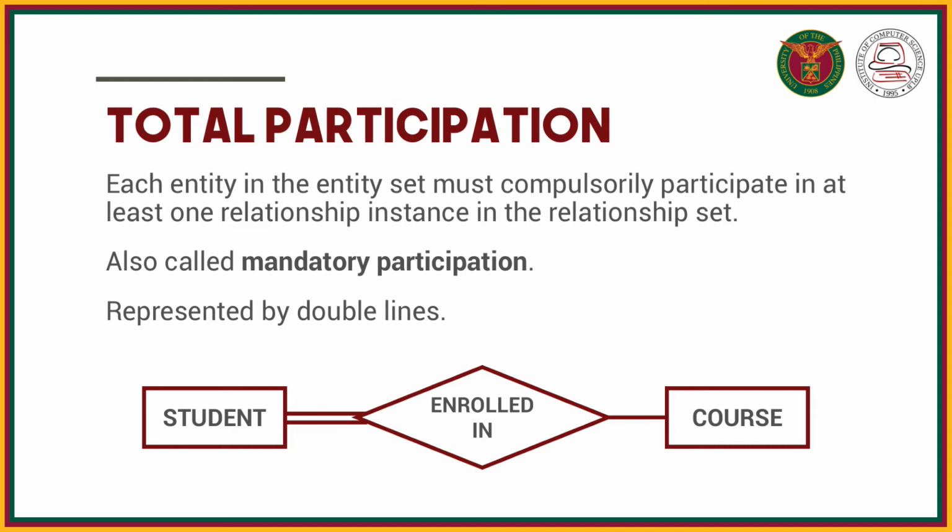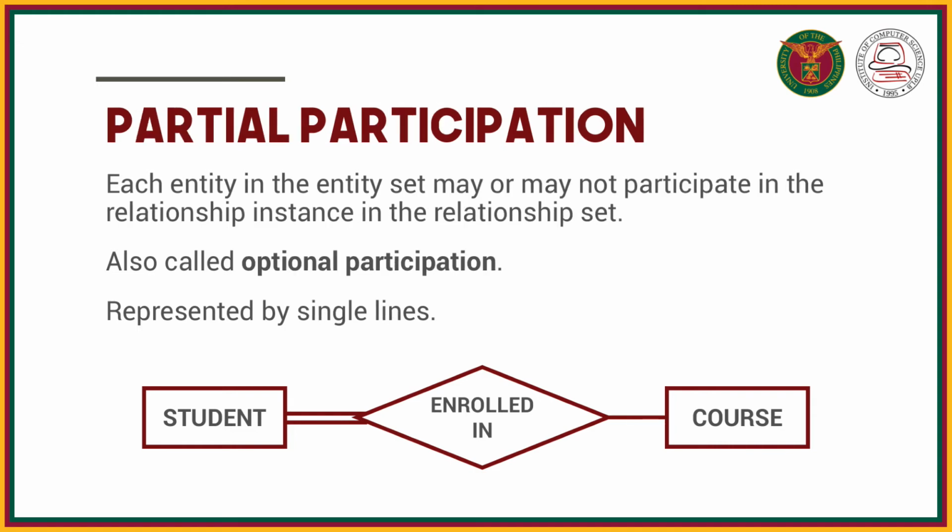It is also called mandatory participation, and it is represented by double lines. In our example, we have student enrolled in course. So, as we can observe, si student may total participation siya dito sa relationship na to. So, it means that a student, for it to be a student, it has to be enrolled in a course. Pero si course, on the other hand, since hindi siya total participation, it can stand alone, even walang student na naka-enroll sa kanya. It can still be a course.